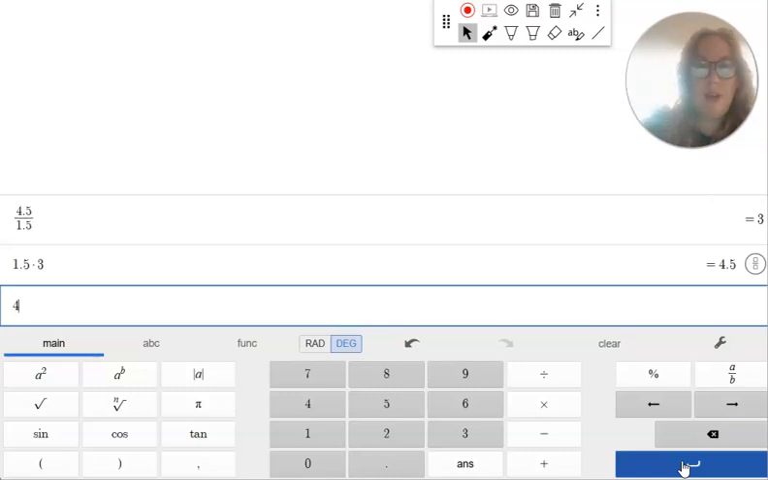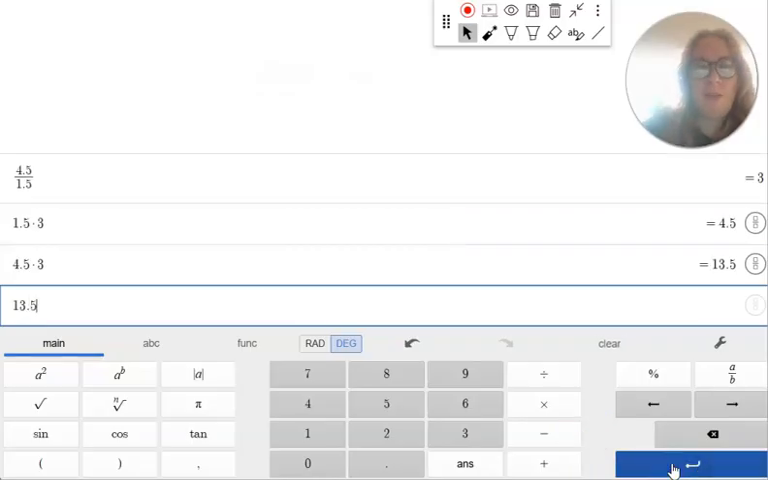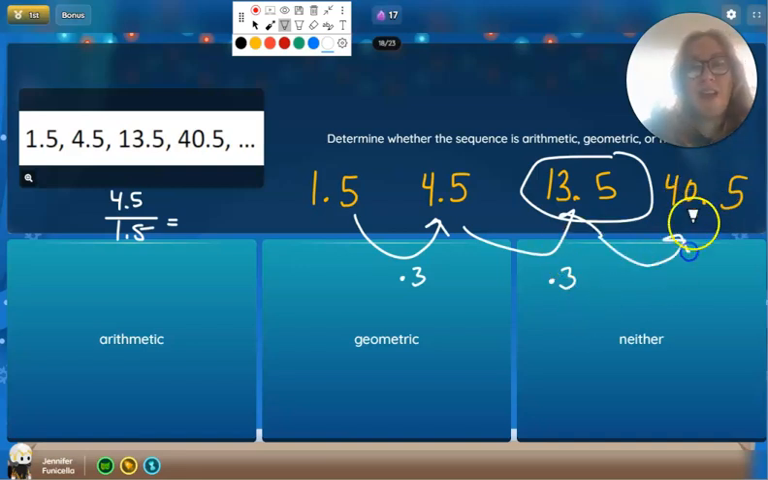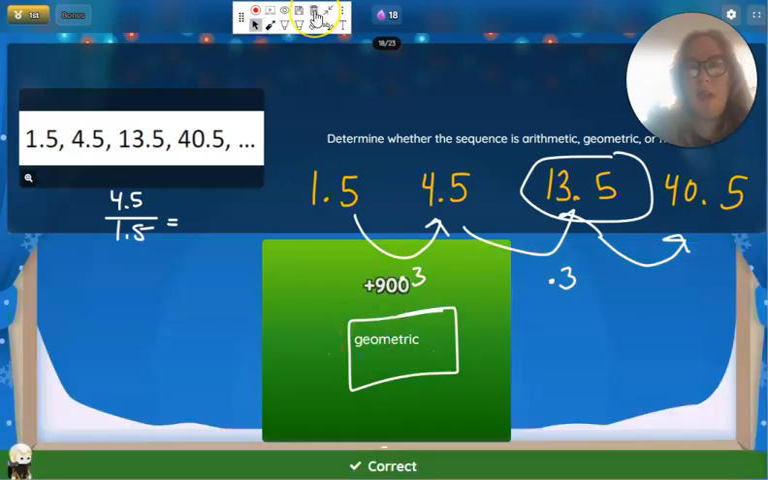So let's do 4.5 times 3. That gets us 13.5. So that works. And then let's just test the last one. 13.5 times 3 is 40.5. Nice. So this is geometric. We have a multiplier. Our multiplier is 3, and it's the same to get from one term to the next. Beautiful.